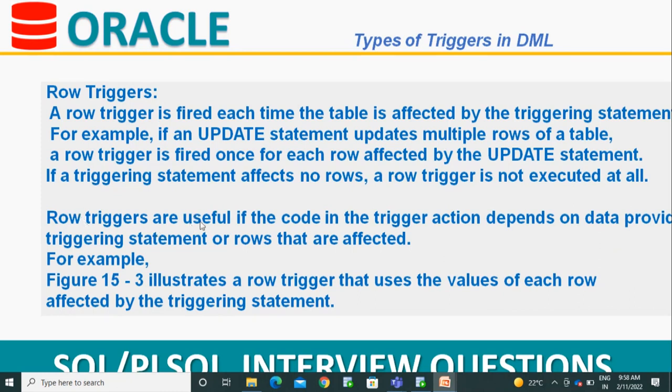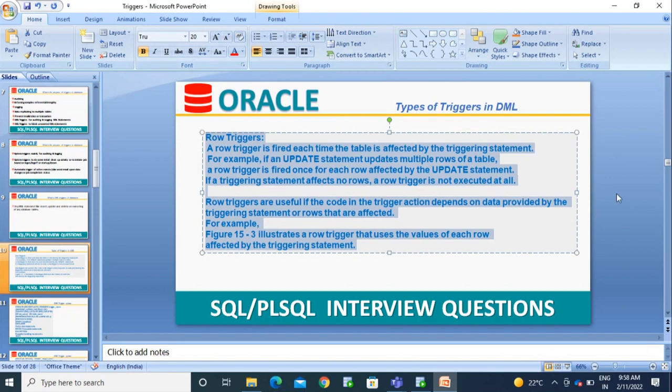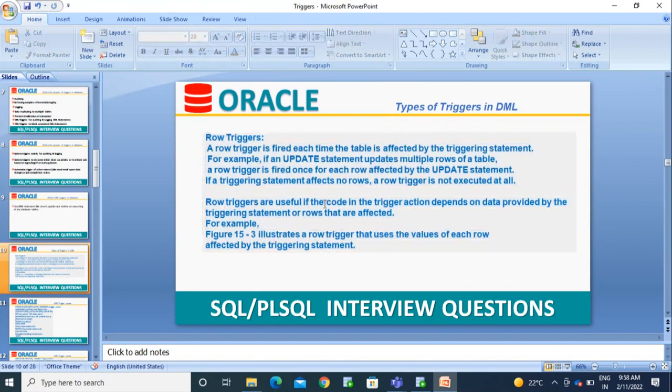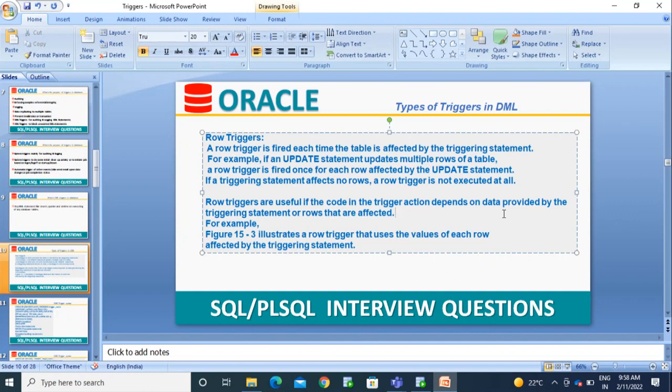Row triggers are useful if the code in the trigger action depends on the data provided by the triggering statement or the rows that are affected. So this trigger depends on the information you update. The action you give, insert, update or delete, and how many rows of that data are affected, based on that information this trigger is used. For example, a row trigger that uses the values of each row affected by the triggering statement.